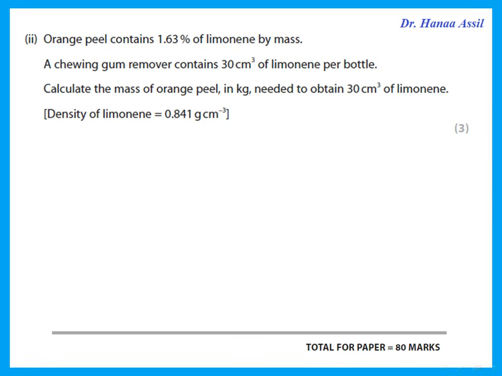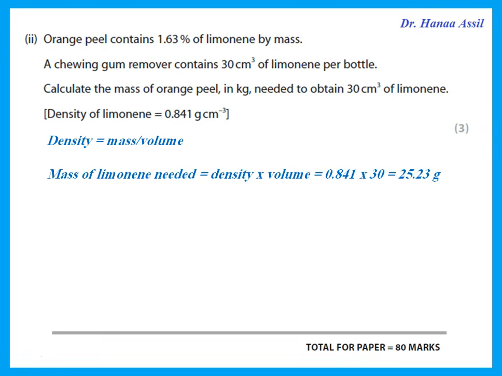The last question says orange peel contains 1.63% of limonene by mass. A chewing gum remover contains 30 centimeter cubed of limonene. So we need 30 centimeter cubed of limonene. Calculate the mass of orange peel needed to obtain 30 centimeter cubed of limonene. So what do we do? He gives me the density of limonene, so I can use that to get the mass. Mass is density times volume.